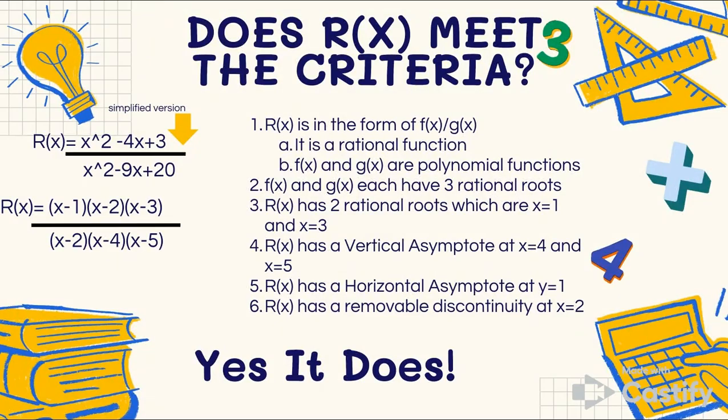R of x has a vertical asymptote at x equals 4 and x equals 5. R of x has a horizontal asymptote at y equals 1. R of x has a removable discontinuity at x equals 2, showing that it does meet all the criteria.